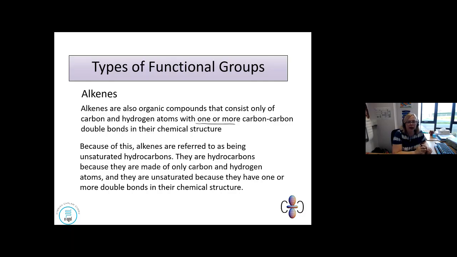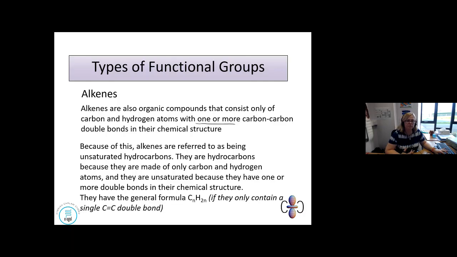Now, the unsaturated nature in GCSE, we said, meant that it led to the generic formula being simply CnH2n. So we encourage you to work out the number of carbons and double it, and that would tell you the number of hydrogens. Well, that's no longer true. It can be true, but only in a single double bond presence. So be careful in using this generic formula a bit too much, okay, because it only applies if you've got a single double bond.